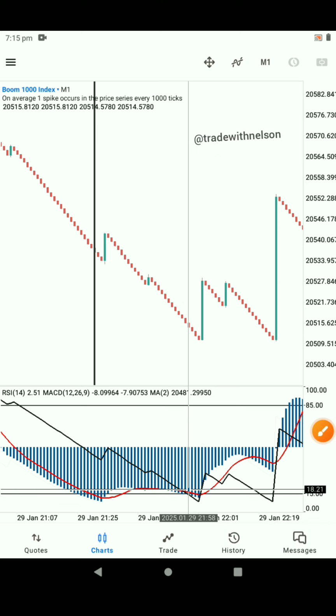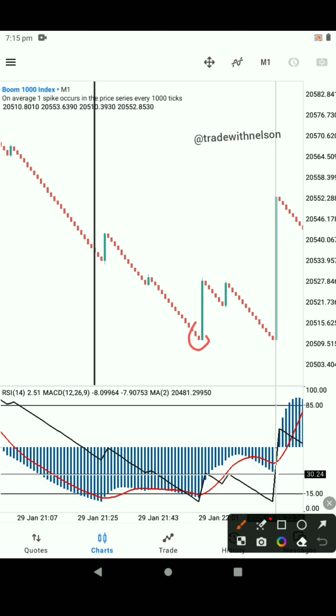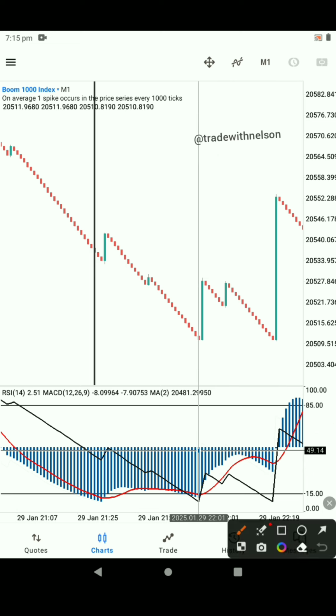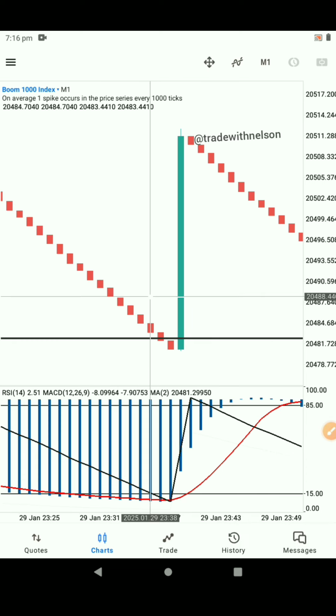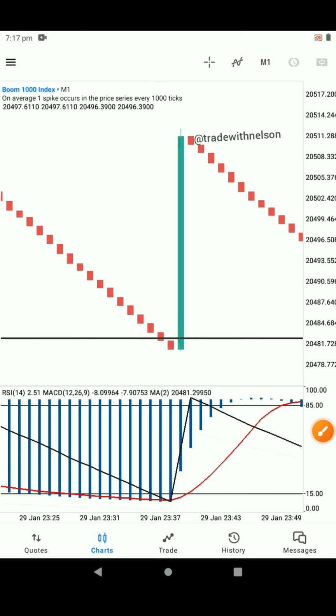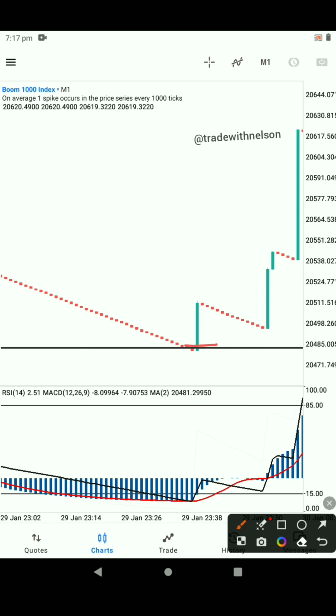So you see the market created 4 candles before the spike, and once you see a single spike like this, you close your trade. We see over here, immediately the black line enters the point. As you can see clearly over here, the black line enters the 15 level. Then we will enter a buy at this point, and then it goes to the upside.